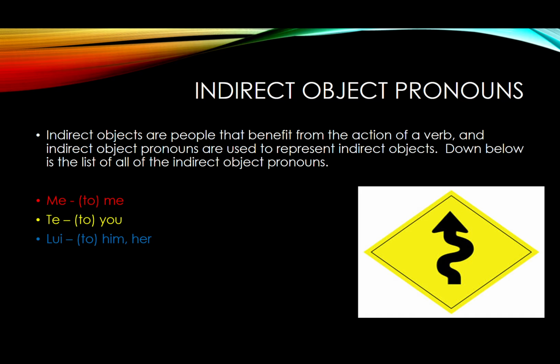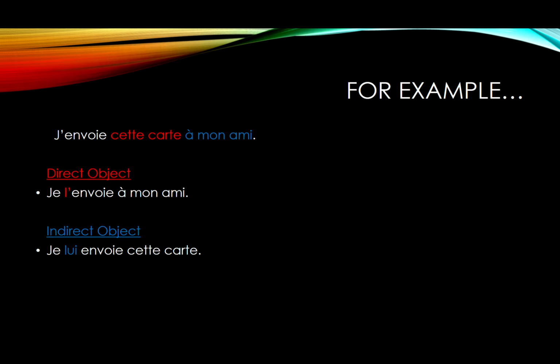Lui would be to him or her. Nous would be to us. Vous would be to you, but more formal or plural. And leur would be to them. And you will see that most of these are very similar to the direct object pronouns, but they're benefiting from the action.